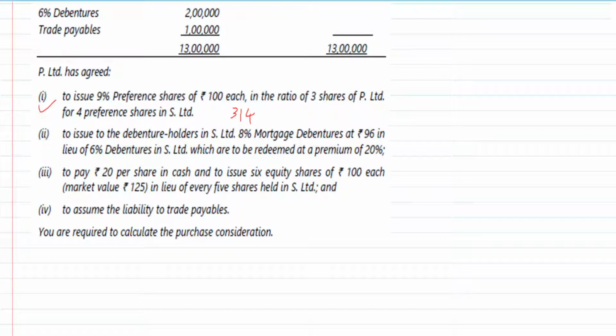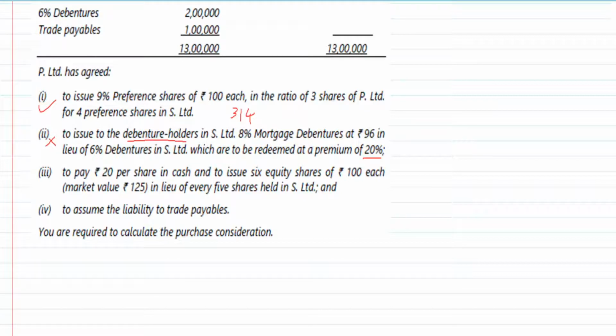Then they are saying to issue to the debenture holders in S Limited 8% mortgage debentures at rupees 96 in lieu of 6% debentures in S Limited, which are to be redeemed at a premium of 20%. You are going to make this payment to the debenture holders. What we pay to debenture holders does not form part of purchase consideration.